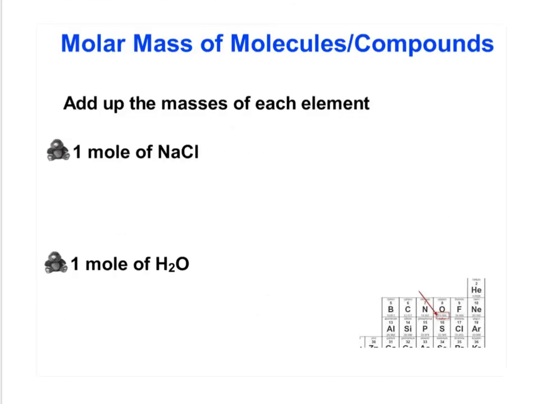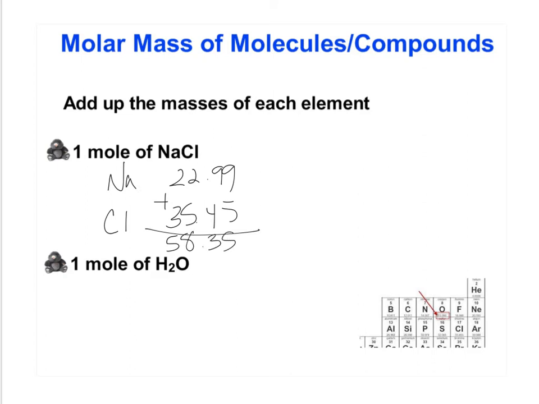Okay, so how do we find the molar mass of a molecule or a compound? If it's an element, all you have to do is look at the periodic table. If they give you a compound and you want the mass of that compound, you just add them up. So 1 mole of sodium chloride, you have 1 sodium and 1 chlorine. From the periodic table, the mass of sodium is 22.99 and the mass of chlorine is 35.45. Now, you just add them up. When looking at the masses on the periodic table, you need to round to 2 decimal places, okay? And your units for this is grams per mole.